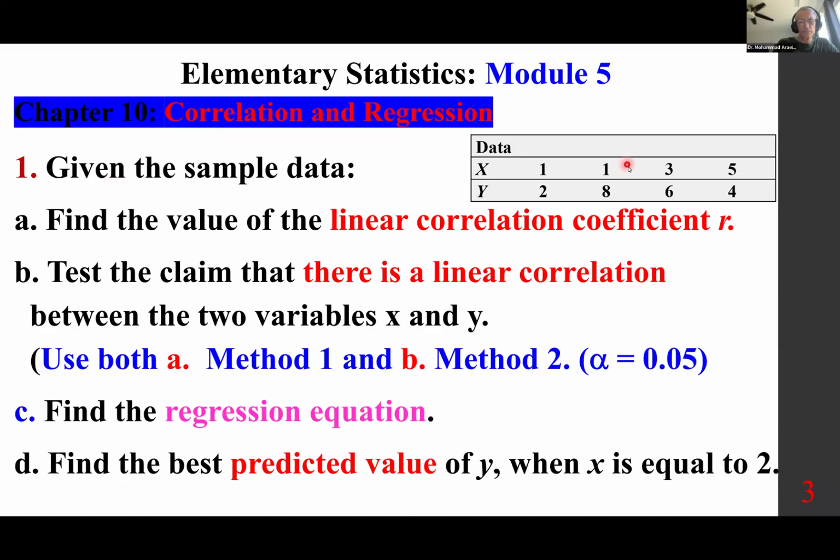Given the sample data, find the value of the linear correlation coefficient R. Test the claim that there is a linear correlation between the two variables. There are a couple of methods we're going to discuss, and alpha is 0.05. We're going to find the regression equation and find the predicted value of y when x is 2. So here's the data, and let's discuss the concept first.